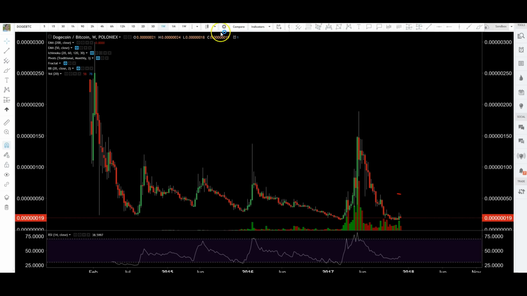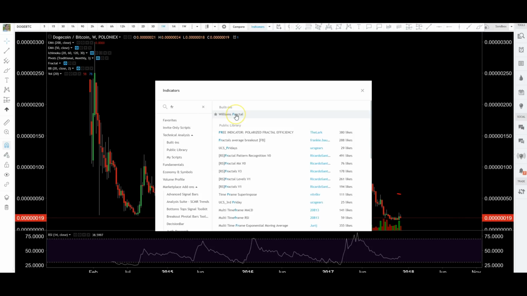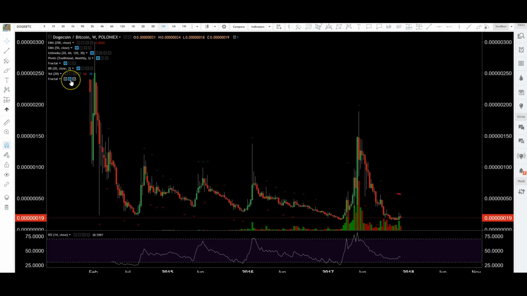So how do we add the Fractal indicator to the chart? You want to go to indicators. You just type in FR. It'll pop up Williams Fractals. Okay, click on that, and it'll just show up as Fractal. Now this isn't like a fractal that you might be thinking of, like a repeating pattern. You know, it's a repeating pattern on a micro level.